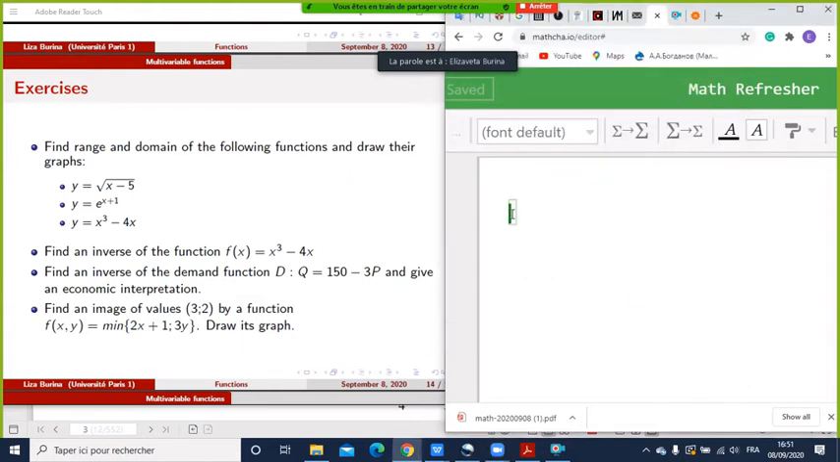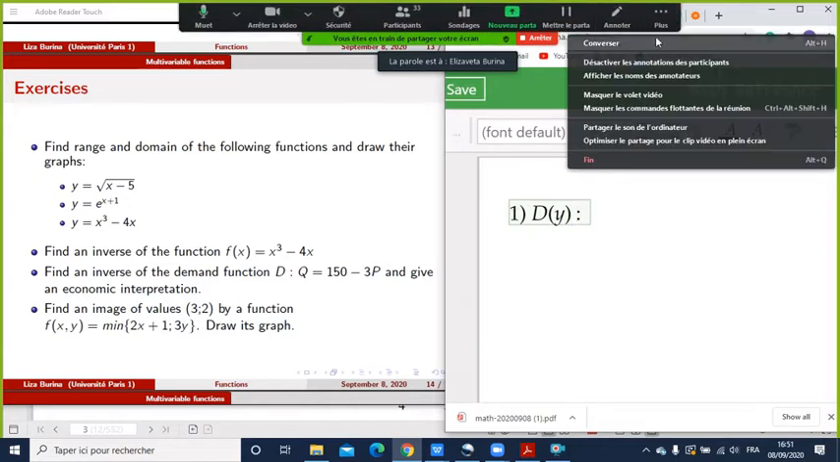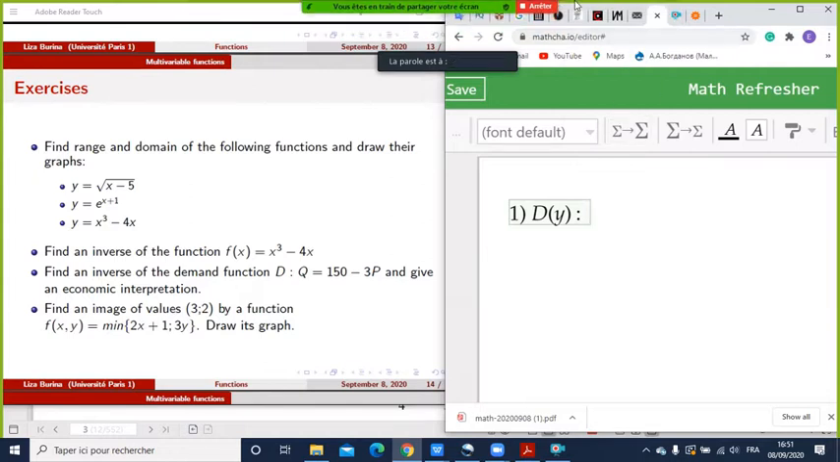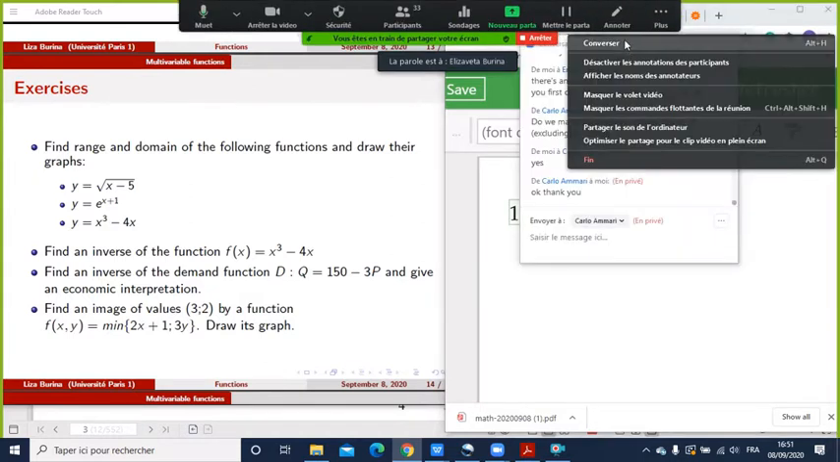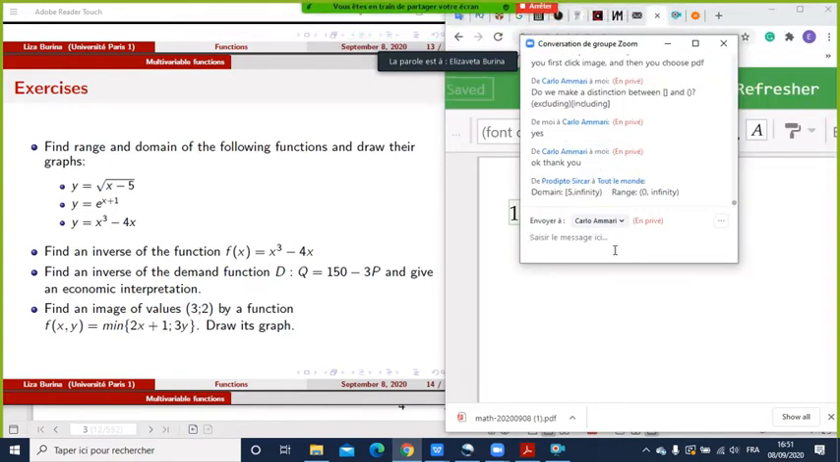Range and domain. The first one, I'm going to write it like that. D for x, R for y, that's the domain. So here tell me, well, it's the same as we did with 4, but I just want you to write it in the conversation, so I see that you're all still here.